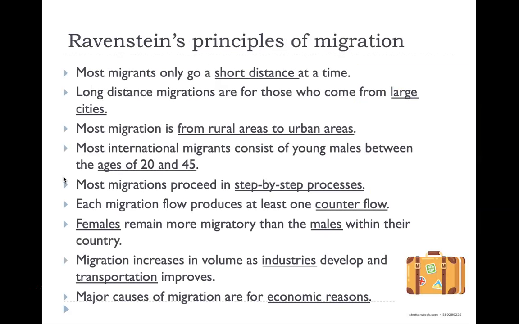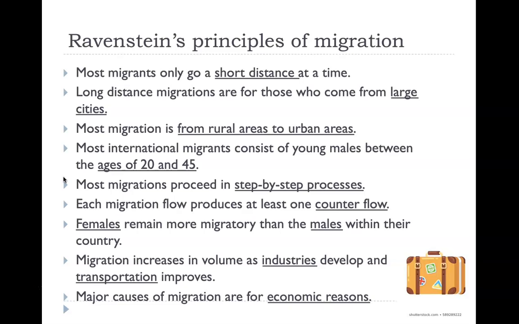First one, migration. Most migrants only go a short distance at a time. This is something called step migration. Where you're going to start in a spot, you're going to move to another spot, and your final destination is maybe 4 or 5 steps away through political things, borders, maybe refugee camps, things like that.